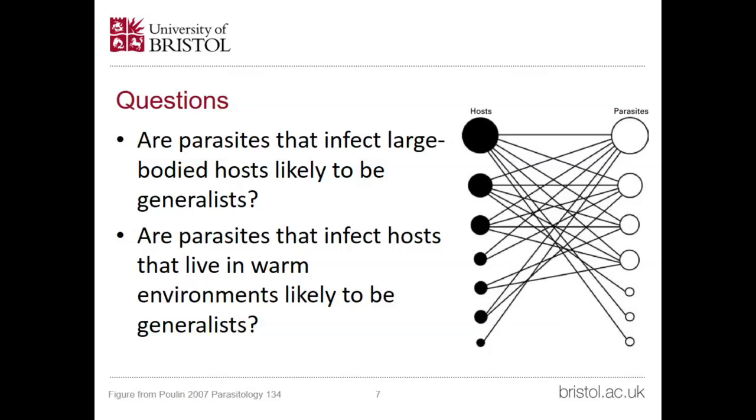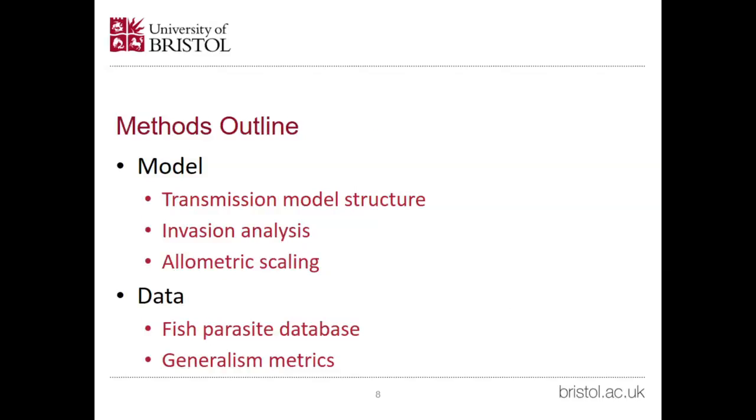So more specifically, we narrowed down to questions related to body size. So are parasites that infect larger bodied hosts more likely to be generalists? And related to temperature, so are parasites that infect hosts that live in warm environments more likely to be generalists? And this was based on the data that was available within our database and what was possible in terms of the allometric relationships. So because there are so many different elements, first I'll talk about a few elements of the model and then come to the data.